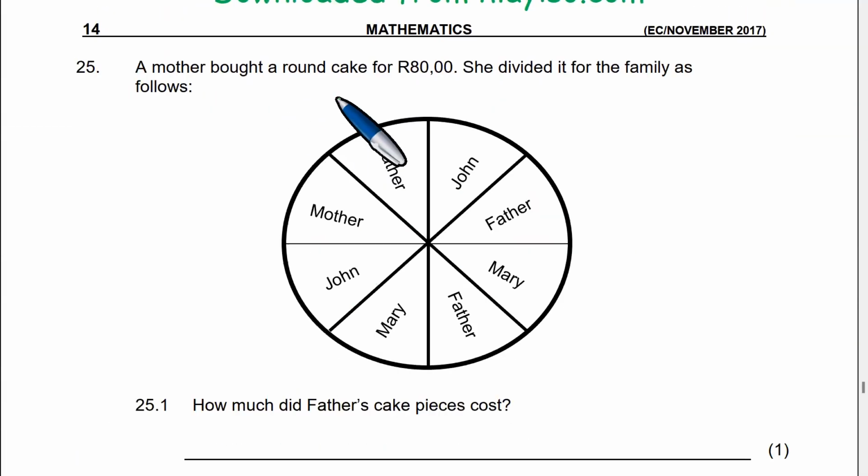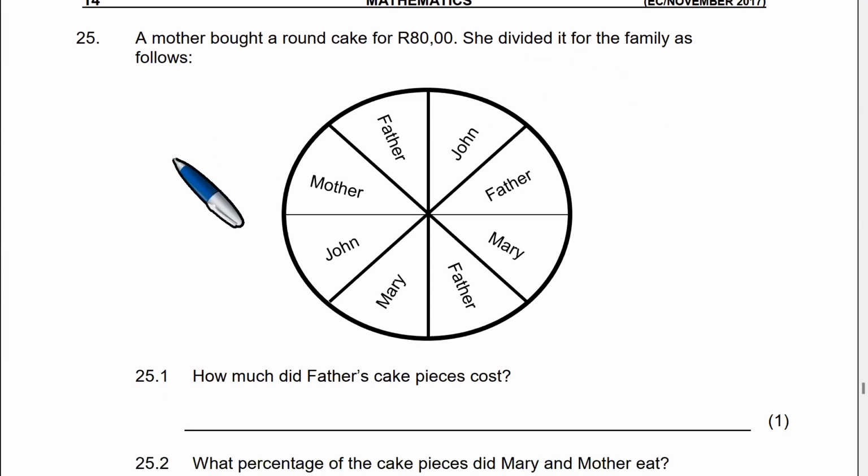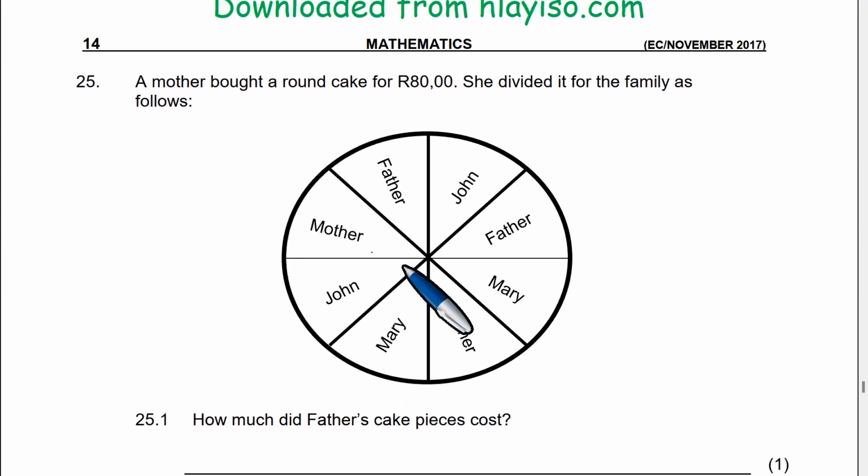The mother bought a round cake for 80 rand. She divided it for the family as follows. The cake the mother bought is a round cake and it was bought for 80 rand, but she divided it for the family as follows. There's a portion that was cut for John, and the father got 2 parts, then a third part for the father. The mother got a part, John got a part, and Mary got 2 parts.